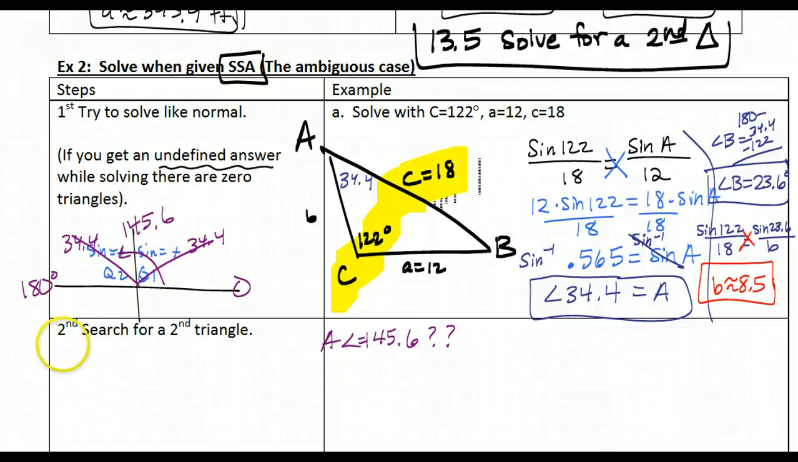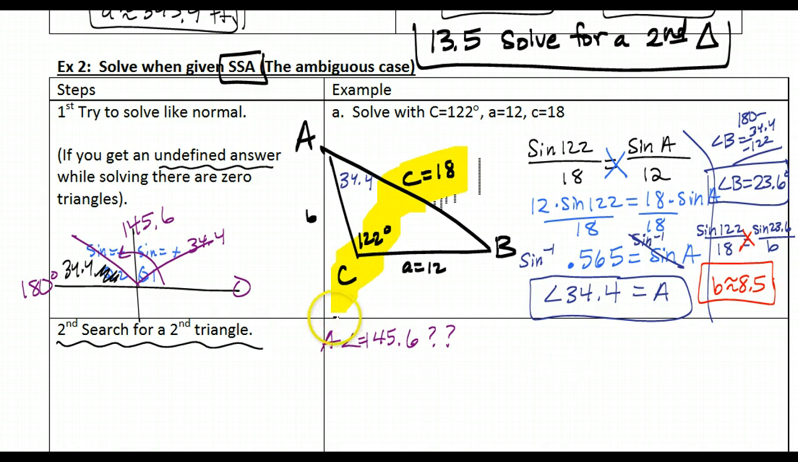So now let's search to see if a second triangle exists. I know that one exists. I already talked about this, how sine of 34.4 and the reference angle, 34.4 or 145.6, have the same value. Could this actually be an angle and have a second triangle here? Well, here's how I test it.